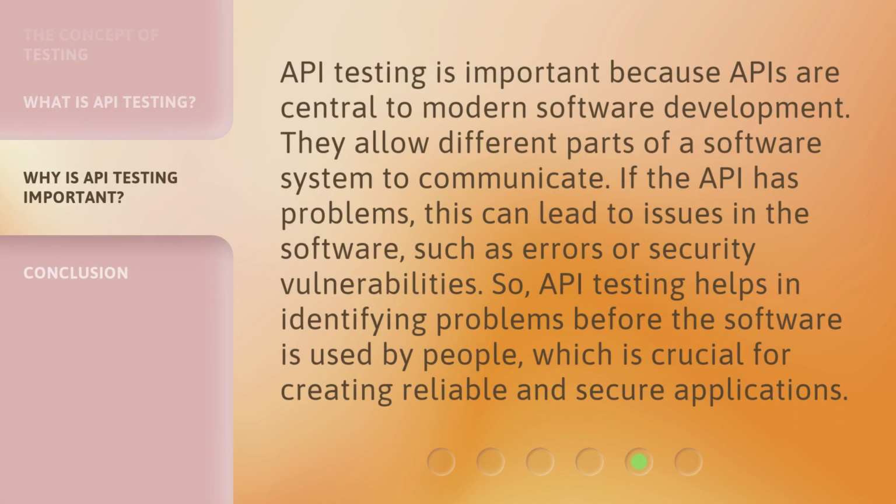API testing is important because APIs are central to modern software development. They allow different parts of a software system to communicate. If the API has problems, this can lead to issues in the software, such as errors or security vulnerabilities. So, API testing helps in identifying problems before the software is used by people, which is crucial for creating reliable and secure applications.